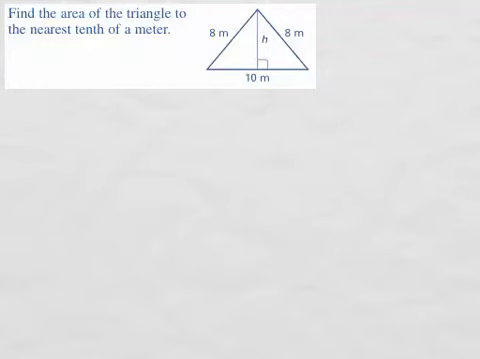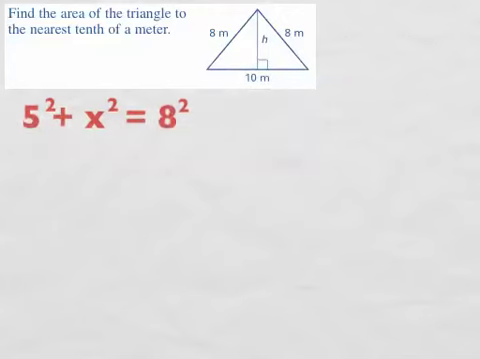But also remember that because this is an isosceles triangle, h is going to split the base, which right now is 10, in half. So each side of the altitude h, or the height h, would be 5 on the bottom.